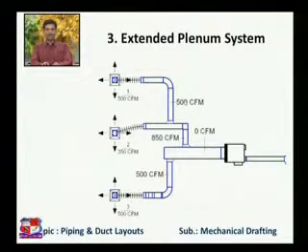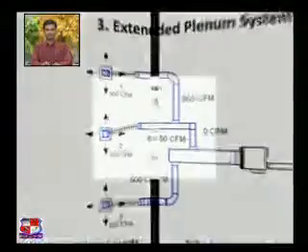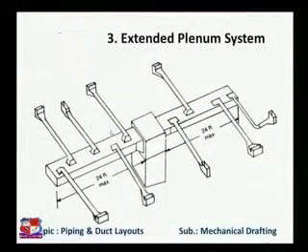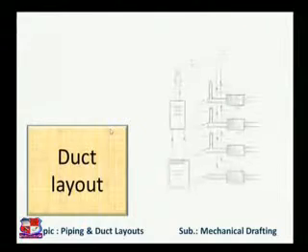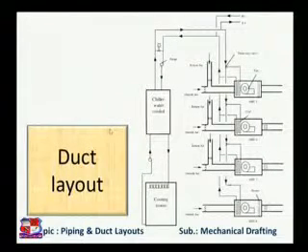Here flow rate is also indicated, 500 CFM, 500, 850, depending upon the available cross sectional area. This is also another example of an extended plenum system like this. Now, duct layout. This is a typical duct layout which shows that various elements are there.